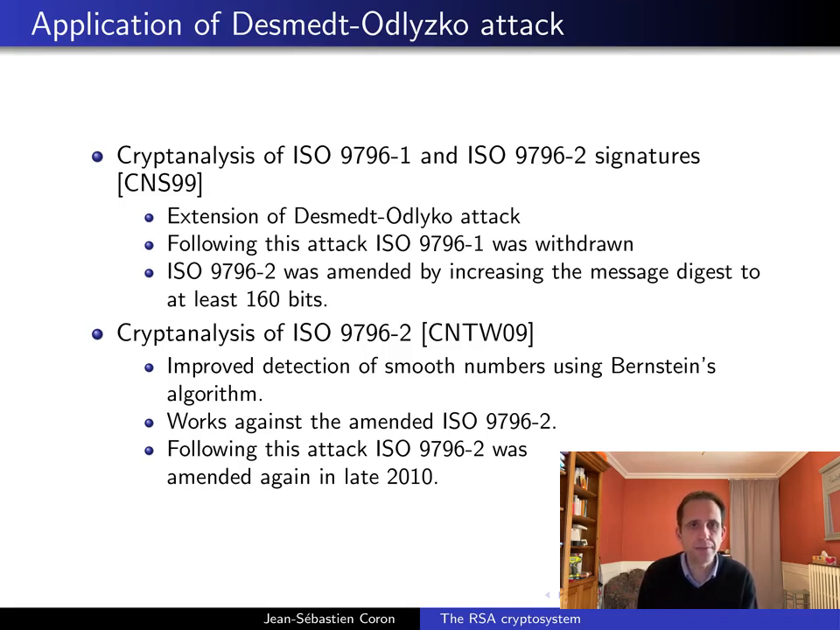And then there was again, 10 years later, a cryptanalysis of the ISO 9796-2 standard using an improved detection of smooth integers and using a very clever algorithm by Bernstein. And so the complexity is still sub-exponential, but much more efficient than the previous attack. And so it could work even against the amended ISO 9796-2. And following this attack, the standard was amended again in late 2010.